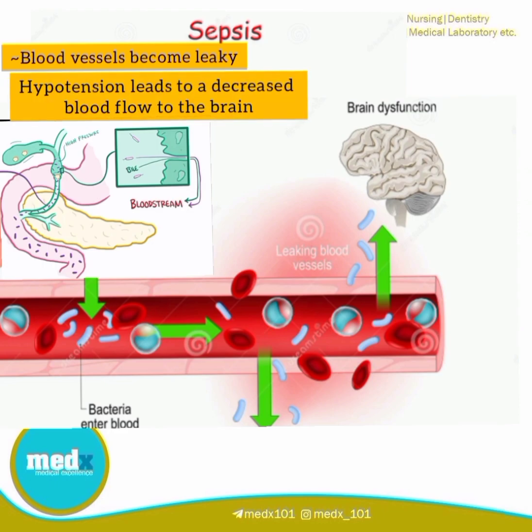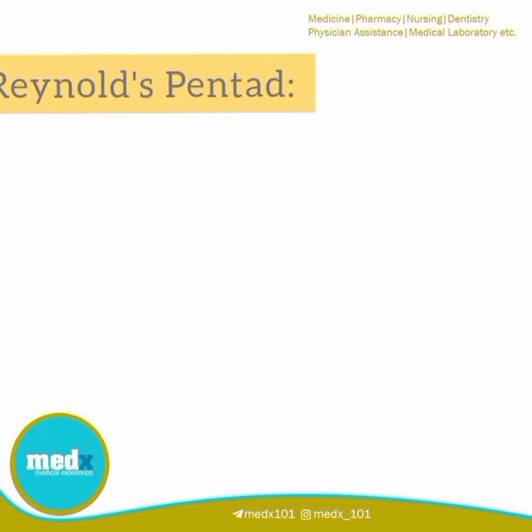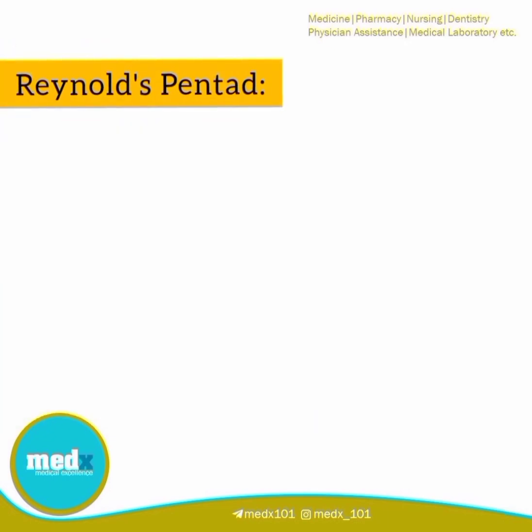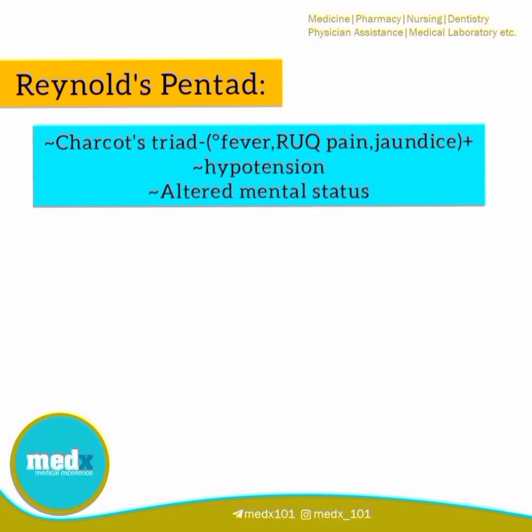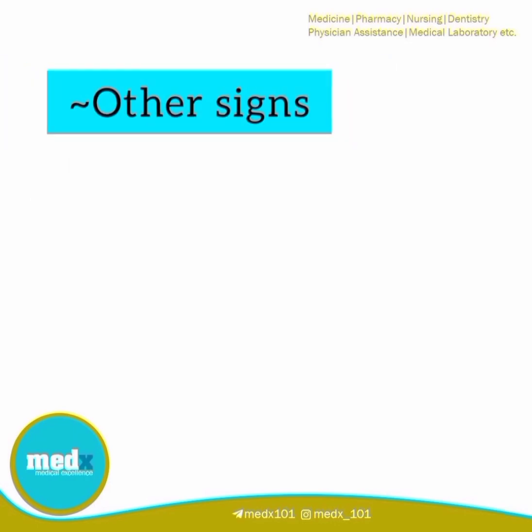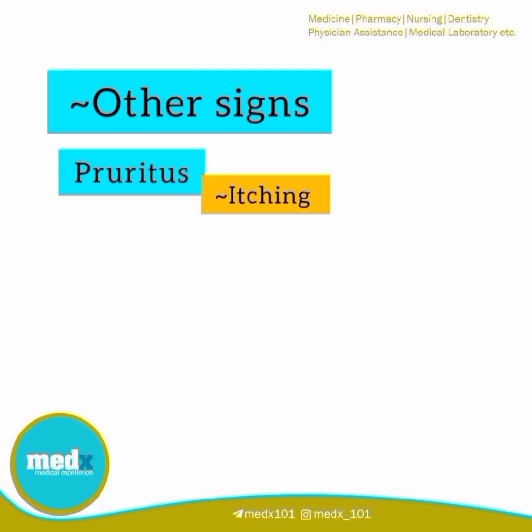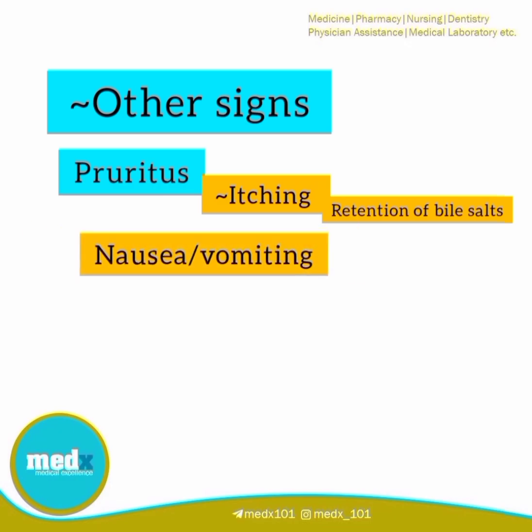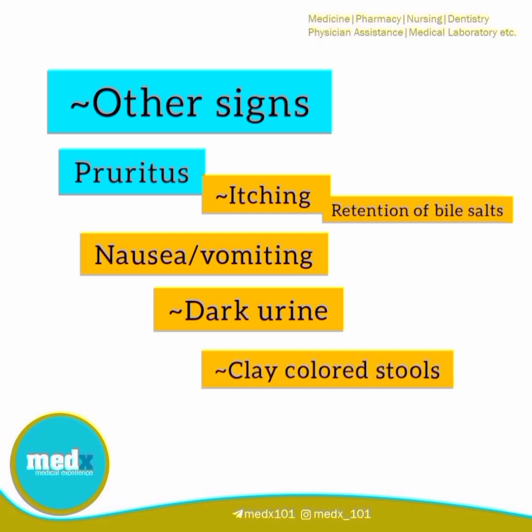Hypotension can in turn lead to a decreased blood flow to the brain, and this can lead to an altered mental status. And in this case, you can have Reynolds pentad. A pentad is a combination of 5. So it's the combination of Charcot's triad, hypotension, and then an altered mental status. Some other findings include pruritus, which is an itching sensation, and it is due to retention of bile salts. There can also be nausea and vomiting, dark urine, clay-colored stools, rigors, and then tachycardia.